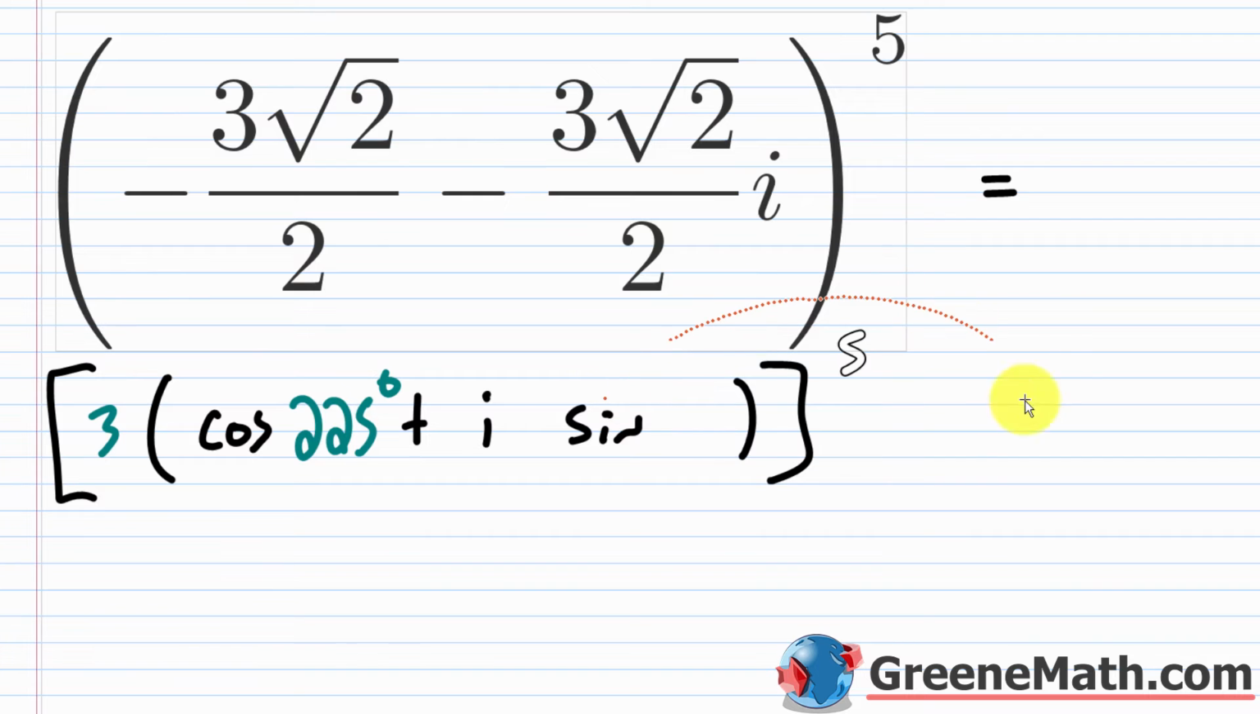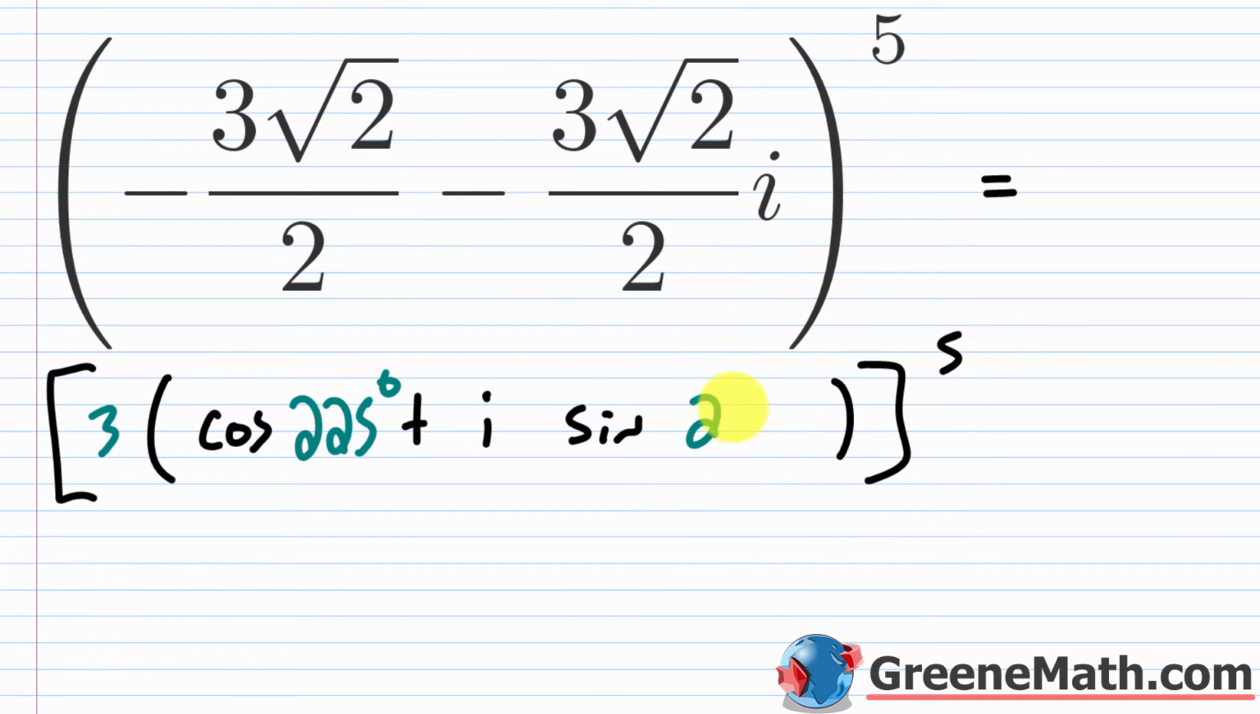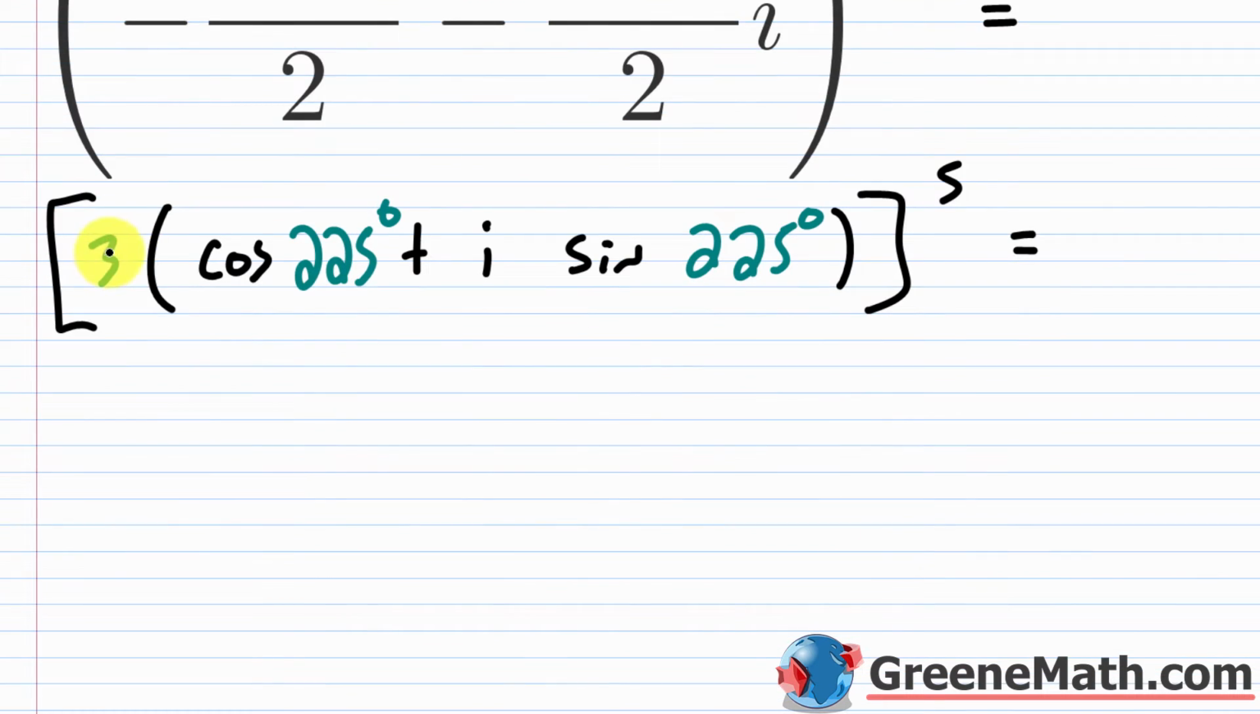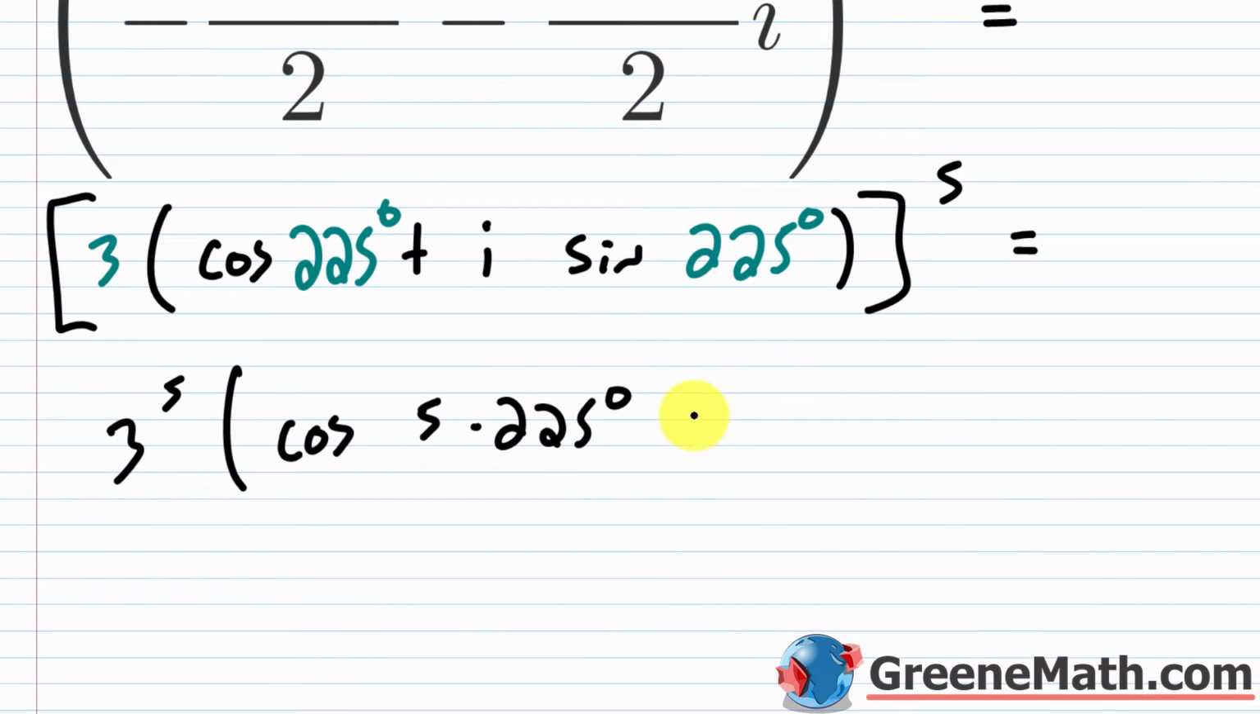And let's put that right there. I'm actually going to slide this down so it fits. So this is 225 degrees. Okay, let's put equals here. And let's slide down. So now I have this 3 that's going to be raised to the 5th power. So let's put 3 to the 5th power. And most of you know that's 243, but we'll replace that in a moment. Then times the quantity, you're going to have the cosine of 225 degrees times 5. So let's put 5 times 225 degrees plus I times the sine of 5 times 225 degrees. Let me close that down.